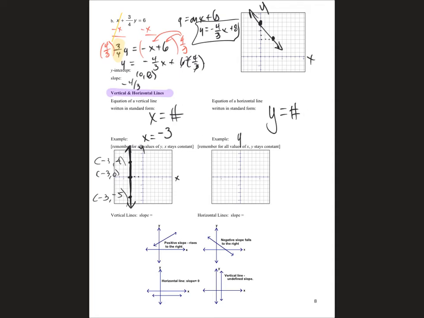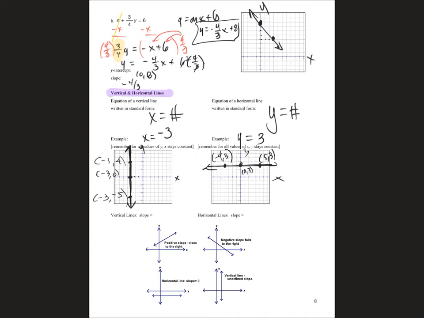So if I were to give you y equals 3, well, here would be the horizontal line that has every y value equaling 3. So for example (0, 3), (5, 3), (-4, 3). So let's talk about the slopes of these lines.